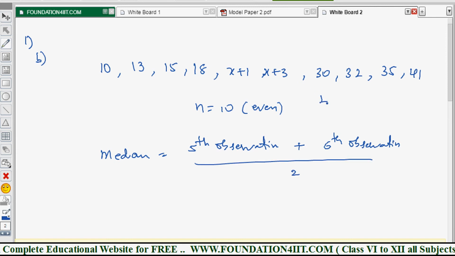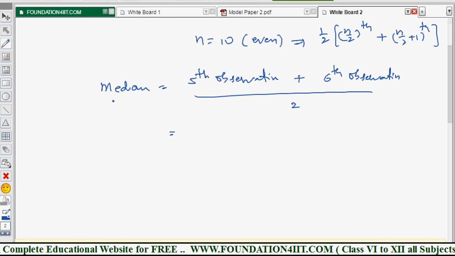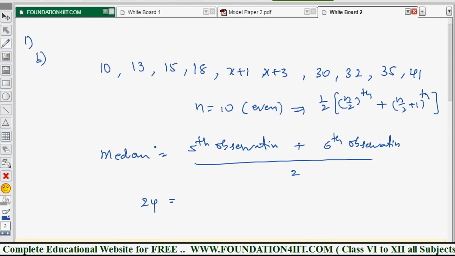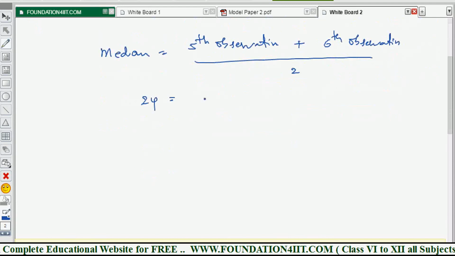The formula is the n by 2 observation plus the n by 2 plus 1 observation, halved. Just apply the formula here because n is even. The median is given in the question itself, that is 24. The fifth observation is x plus 1 and the sixth observation is x plus 3. Therefore x plus 1 plus x plus 3, divided by 2. Simplify: 2x plus 4 equals 48, 2x equals 44, and x equals 22.